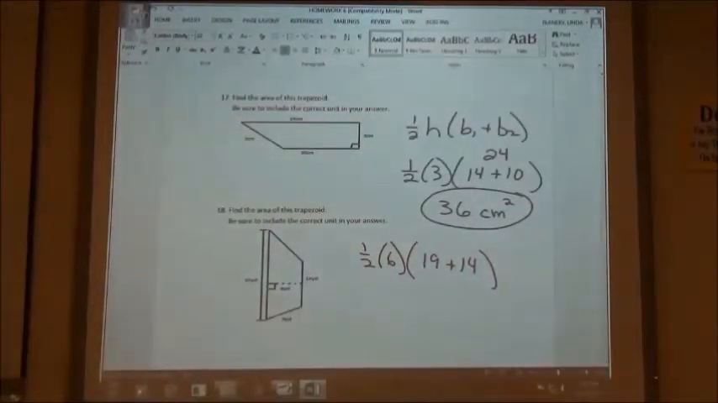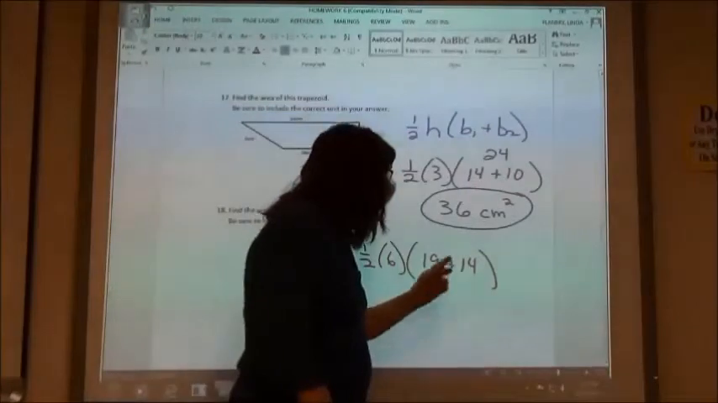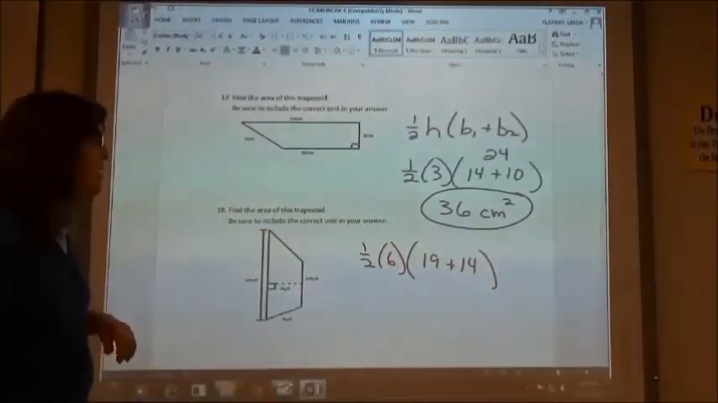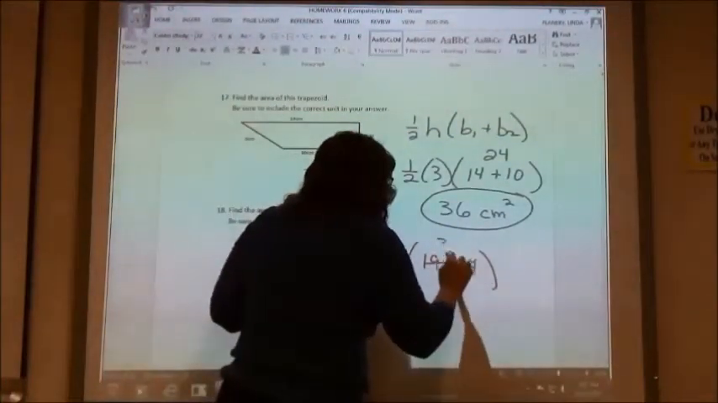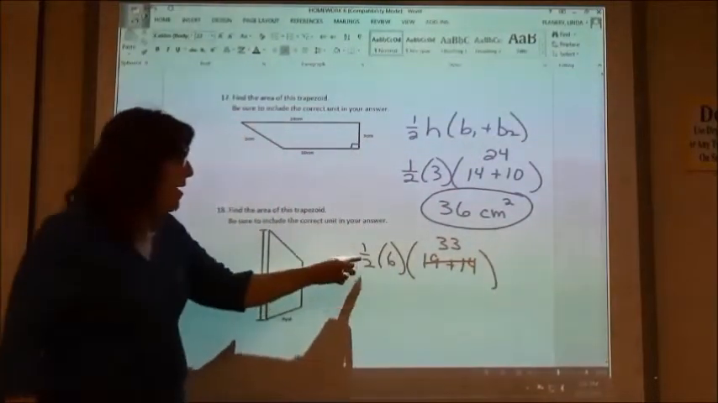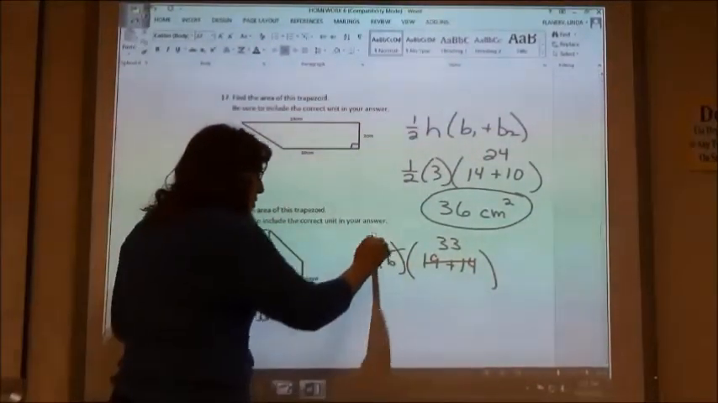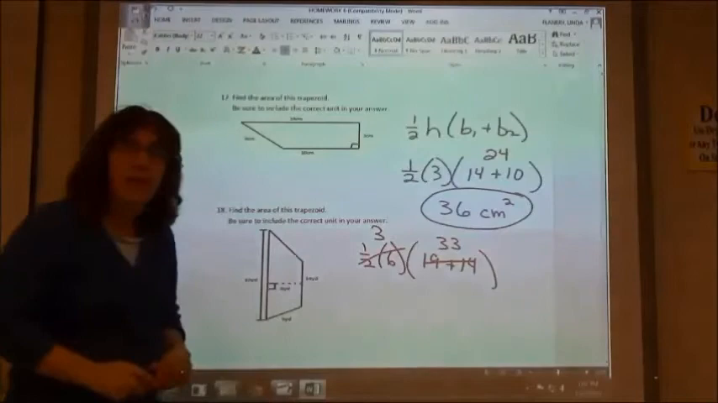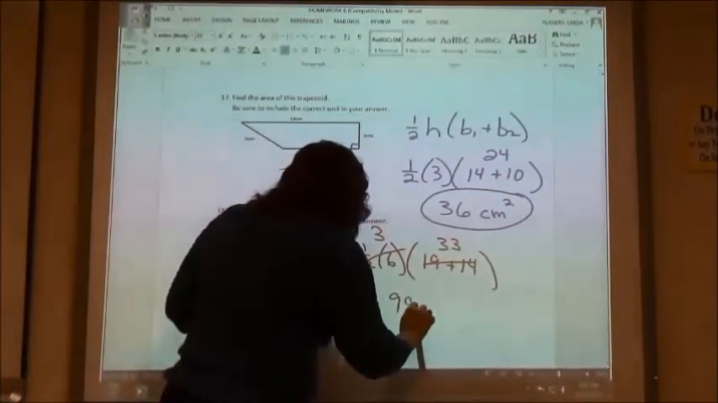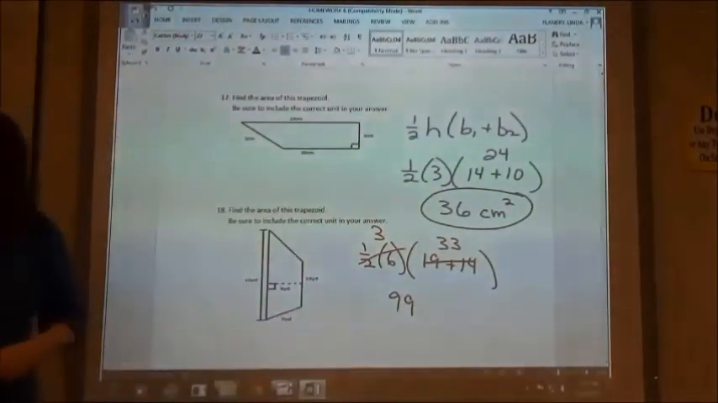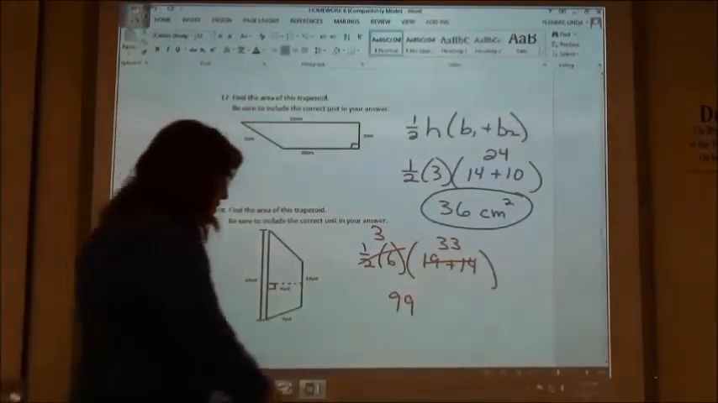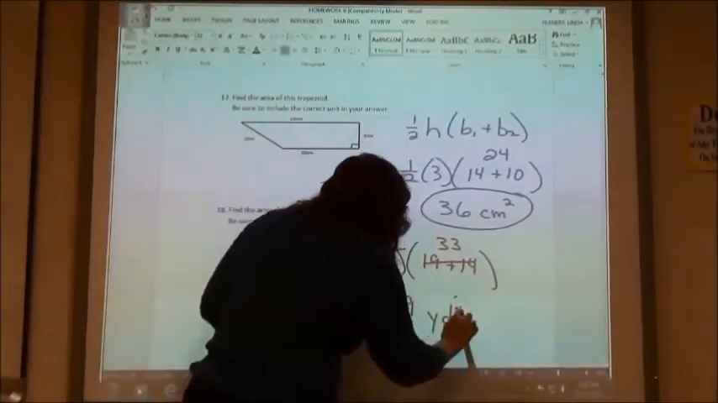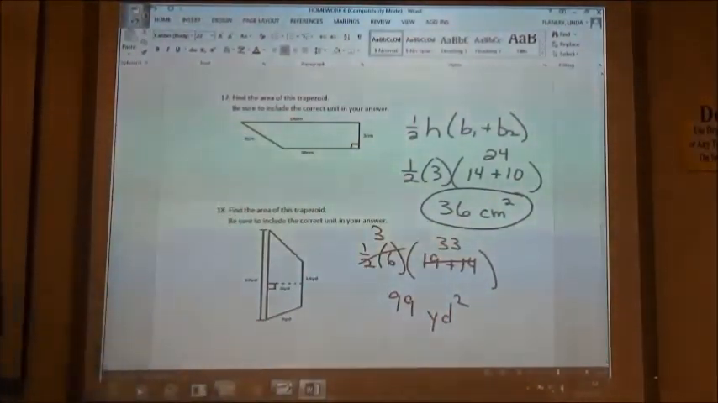And so half of, oh, we better do the 19 plus the 14 first. 19 plus 14 would be 33. So half of 6 is 3, and 3 times 33, 99. And my units, yards squared. Look at that, we did that all without even having to use our calculator.